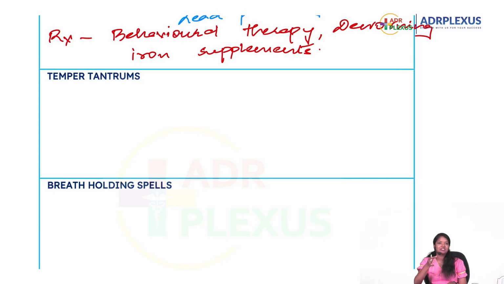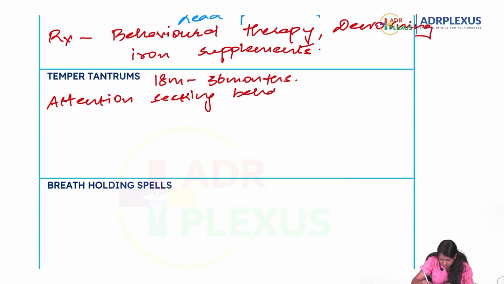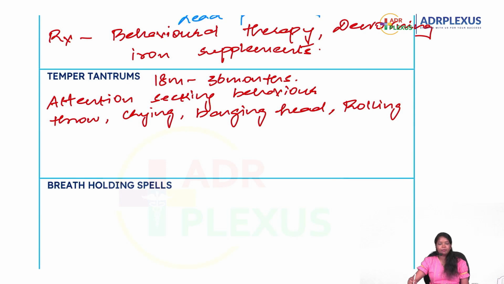Yes. What is this? That is nothing but temper tantrum. Temper tantrum is very common in toddlers. It peaks around 18 months to 36 months. Okay, 18 months to 36 months, this temper tantrum peaks. This is an attention-seeking behavior. Okay, to draw attention, they are doing all this. What all they will do? They will throw the items. They will cry, continuously cry. They will bang their head, rolling on the floor. All these are temper tantrums.